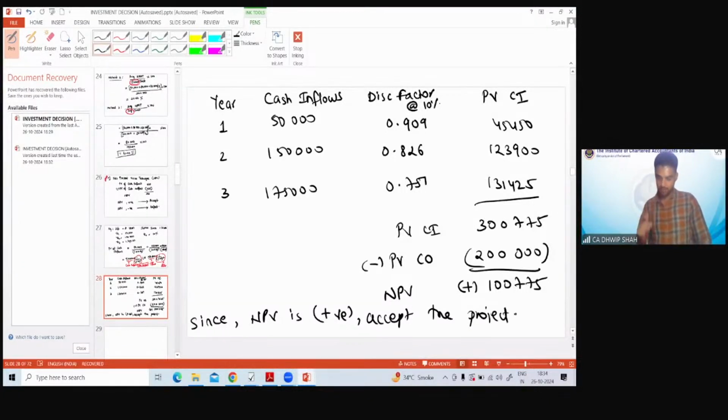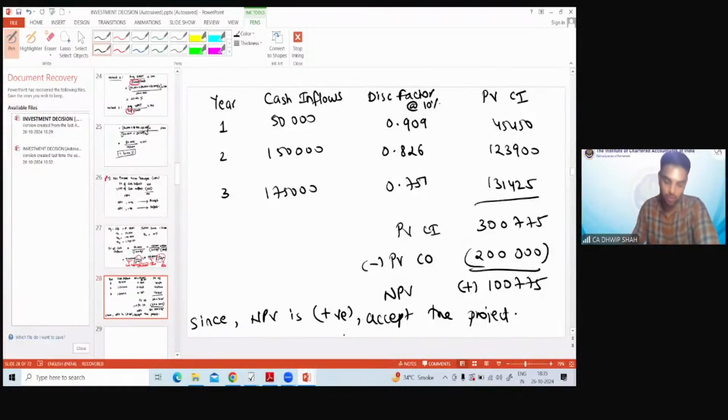Everyone understood the pattern of solving NPV का question, the format to solve NPV का question? Any queries? समझा सबको? Everyone, I am waiting for your response. Okay. Okay, so this is how NPV technique is calculated.